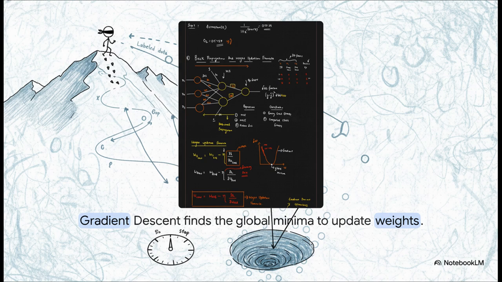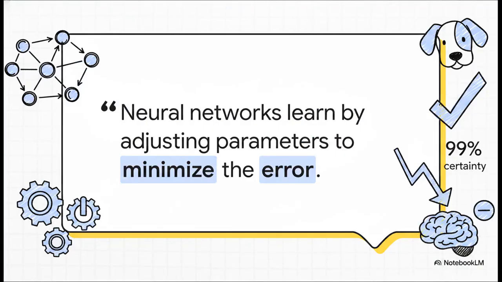Now, the learning rate controls how big of a step the model takes. If it's too big, it overshoots the bottom entirely. Too small, and it takes forever to learn. To summarize this entire beautiful process, let's look at this quote derived from our sources. Neural networks learn by adjusting their parameters, their weights and biases, to minimize the error between predicted and actual outputs.